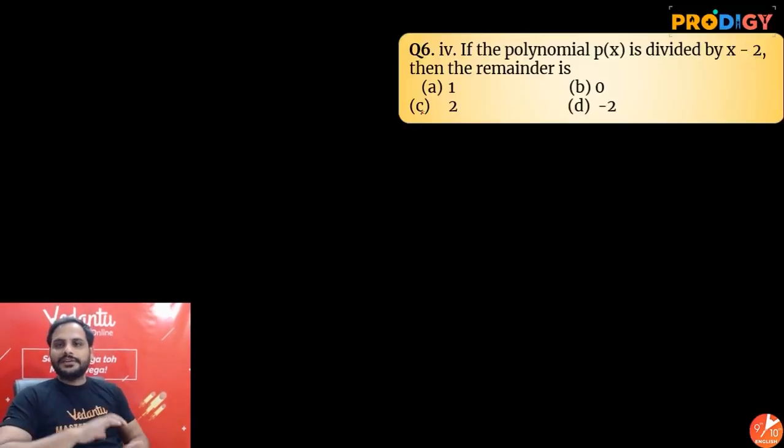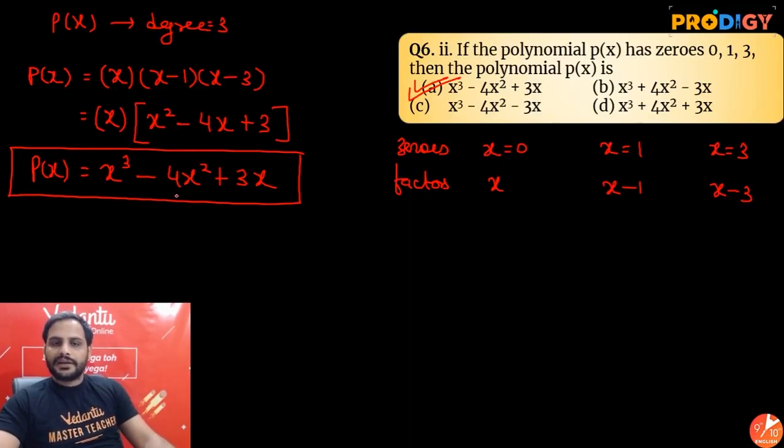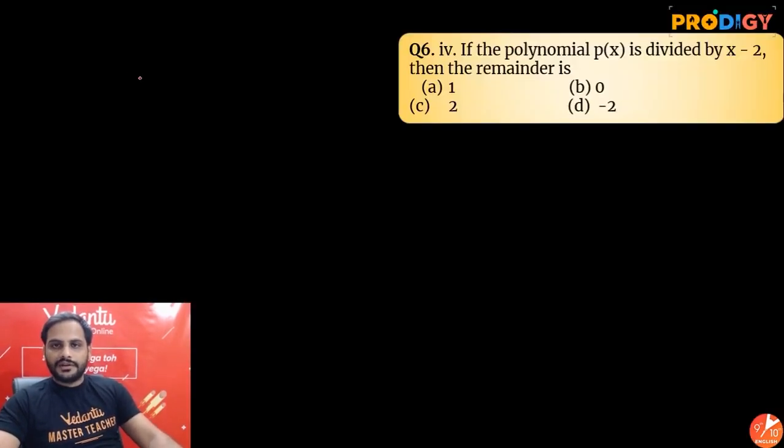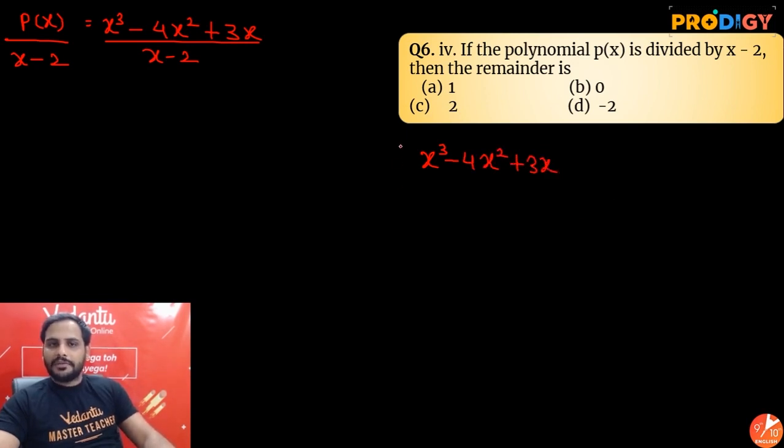All right, next question. If the polynomial p(x) is divided by x minus 2, then the remainder is. So what is our polynomial p(x), beta? We have just found out. It is x cube minus 4x square plus 3x. This I need to divide by x minus 2. So let us divide it by x minus 2. We have x cube minus 4x square plus 3x, and we have to find out the remainder.